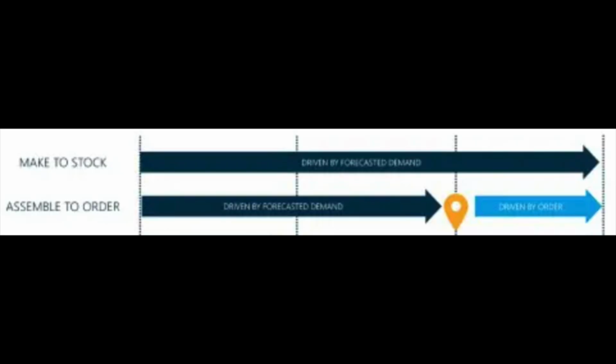Assemble to order moves the decoupling point a little bit earlier in the system, whereby instead of forecasting the total number of cars, you forecast the total number of each feature of the car. That means you make things in assemblies, and then you plan the assembly instead of making the whole thing.